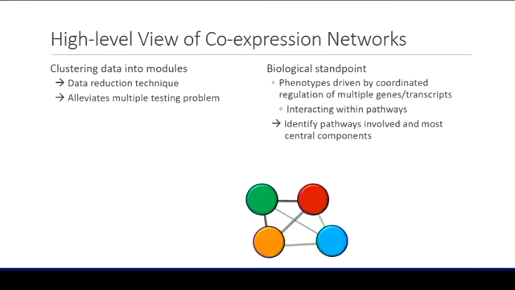So if we take a step back and take a high-level view of co-expression networks and why we're clustering data into modules, this is actually a data reduction technique. It alleviates the multiple testing problem. And from a biological standpoint, this makes sense because phenotypes are driven by coordinated changes of genes all interacting within singular pathways. By doing this, we can now focus in on those interacting genes, or in this case, splicing events, and focus on the pathways that they're involved in and what's driving that particular phenotype. And we can identify the most central components of those particular modules.